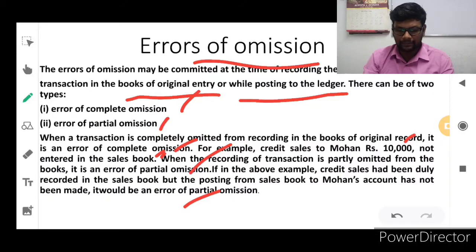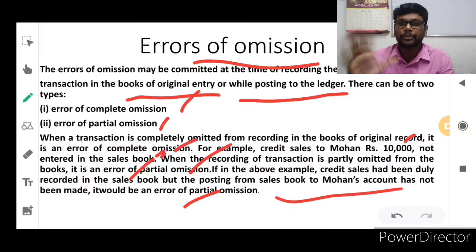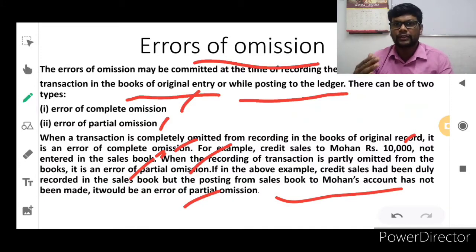If in the above example, the credit sale had been duly recorded in the sales book, it is successfully recorded in the sales book, but posting from the sales book to Mohan's account has not been made. Which means, instantly while we offer credit sales to Mr. Mohan, 10,000 rupees is recorded in our sales book. It is a credit sales transaction, so we have recorded it in our sales book, but we fail to record it in the ledger, from the subsidiary book to the ledger. While we do posting, we make the mistake. What mistake? We fail to record the 10,000 rupees in Mohan's account.